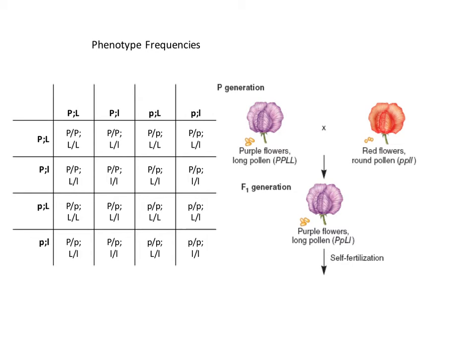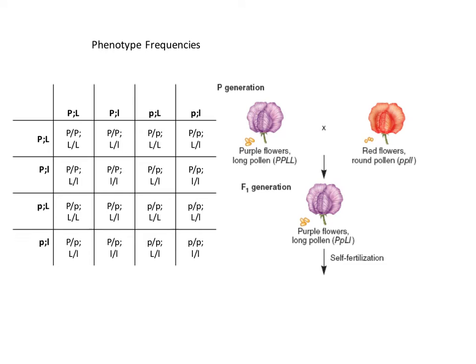So how many different phenotypes are in this table? Ignore the genotypes. We're not going to talk about DNA anymore. We're going to talk about traits. Red, purple, round pollen, long pollen. So 1 to 2 to 1 to 2 to 4 to 2 to 1 to 2 to 1 is the genotype ratio. What's the phenotype ratio?